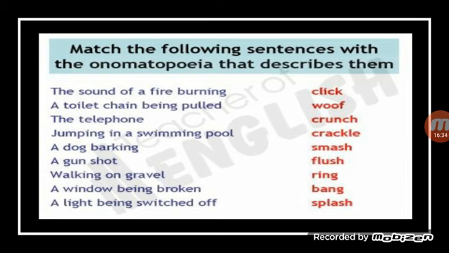And here is an interesting exercise based on onomatopoeia. If you are interested in doing this, then you can click a screenshot.